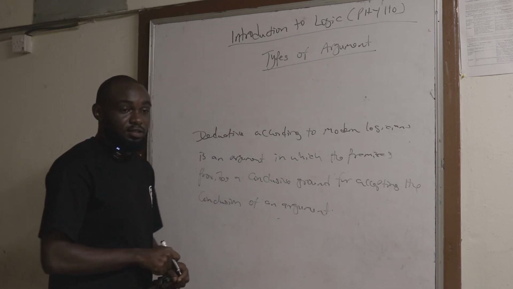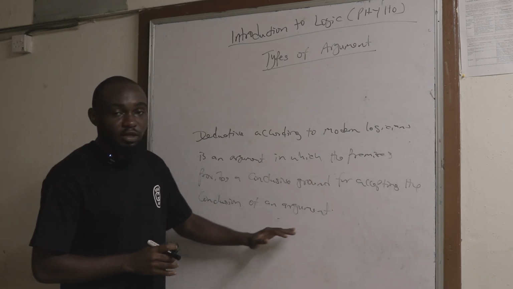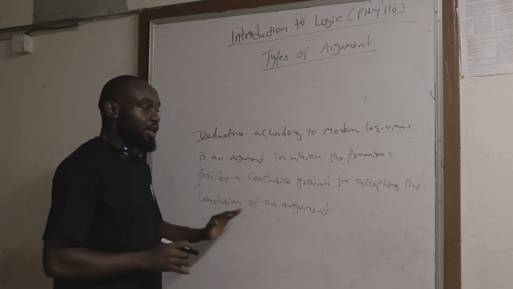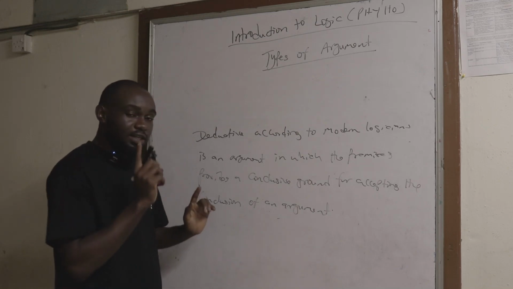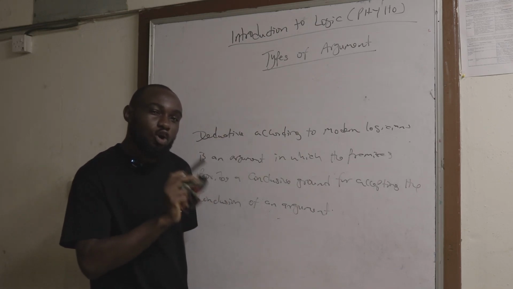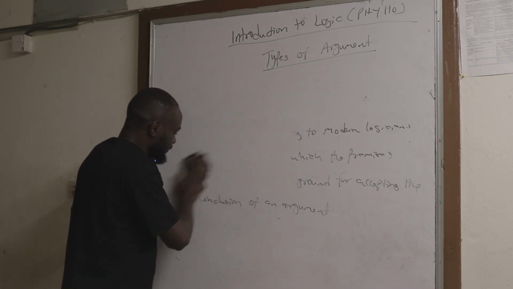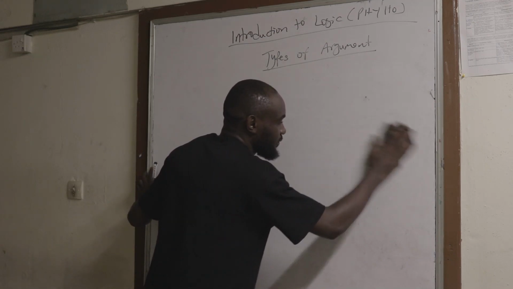So that is, a deductive argument does not necessarily have to start with a general premise. It can start with a general premise, it can start with a particular premise, providing that the premises of that argument provide a conclusive ground. So this is what they mean by this.